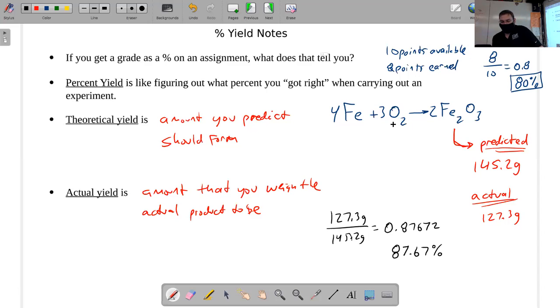It could also be that as a result of your math, you find that you get an actual yield that's bigger than your predicted yield. That can also indicate that you did some math wrong. You predicted the amount of product you should get incorrectly. So if your percent yield is over 100%, you either did some math wrong somewhere or something else is happening in the chemical equation.